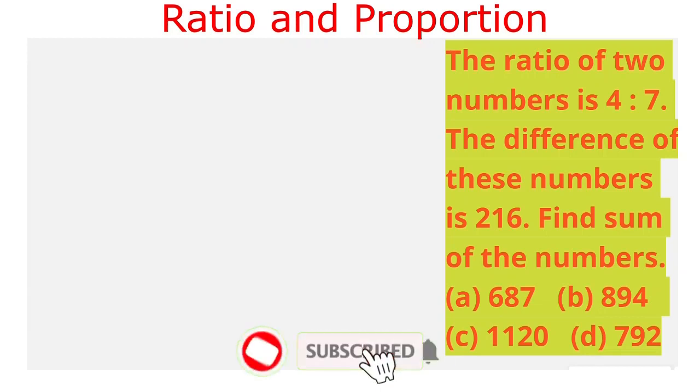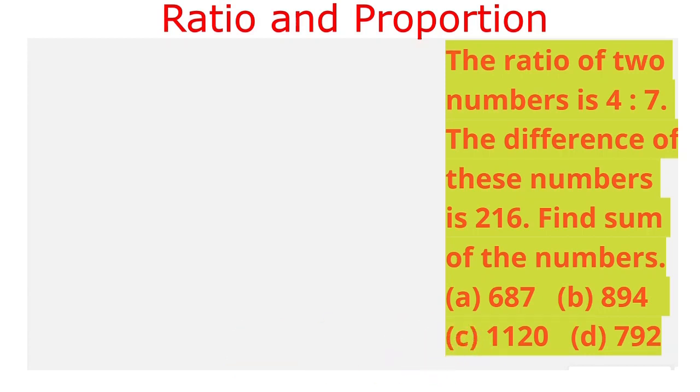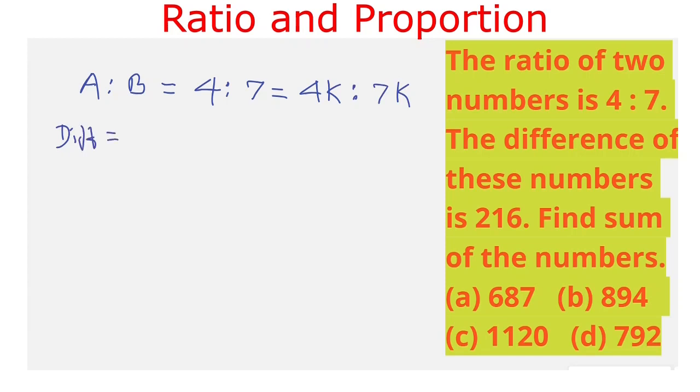Now we solve the question with the conventional method. If the two numbers are A and B, then A ratio B is 4:7. This we can write as 4K ratio 7K. Now the difference of these two numbers is 7K minus 4K, which is 3K, and it is given that the difference 3K is equal to 216.